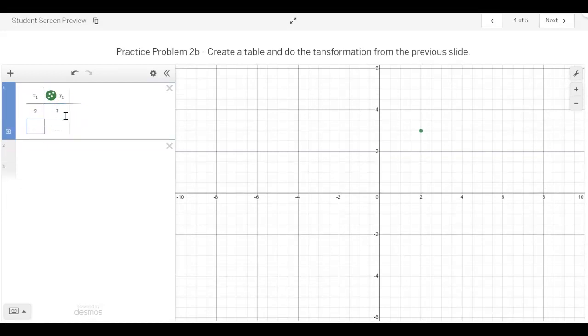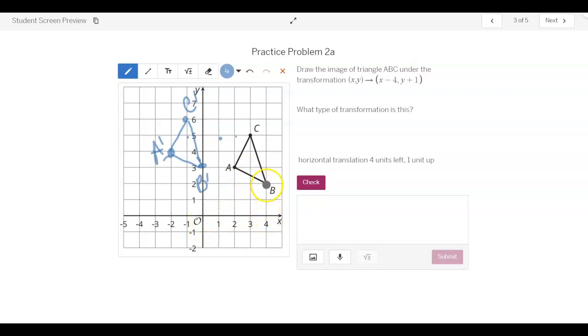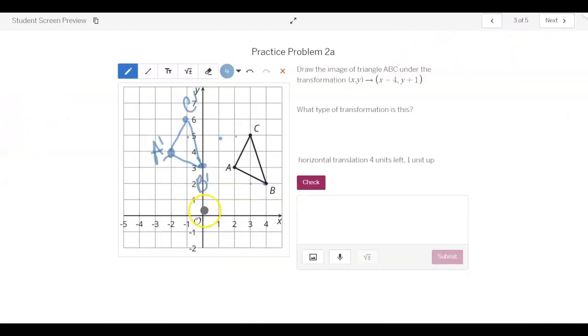Okay, next one. Let's look and see where the next one is. B is going to be at 4, comma 2. So let's put those in. Make sure you do this yourself. Try it yourself before you come back, before you're watching this. So if you haven't tried it yet, pause. Okay, and then C is at 3, comma 5.